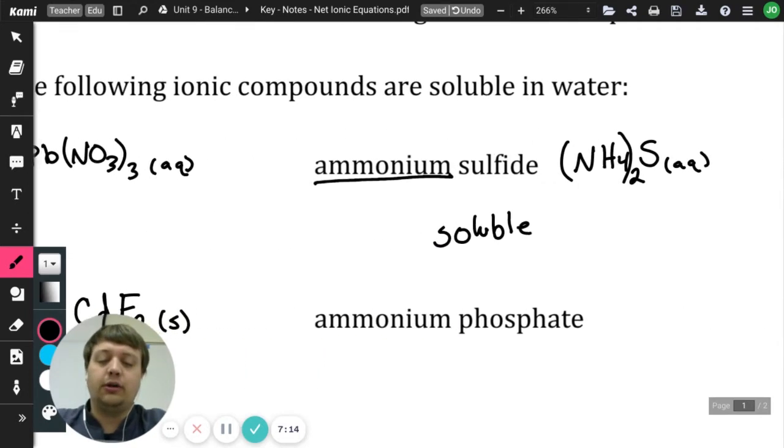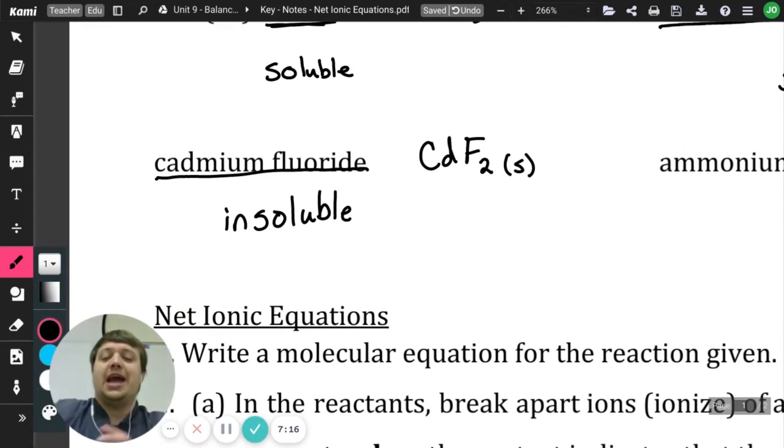I also had y'all work this one over here on the left, which was cadmium fluoride. So what I found was that cadmium fluoride was insoluble. Now, why is it insoluble? Well, it's because it didn't meet any of my rules, right? There's not anything from group 1 or ammonium. There's not a nitrate, chlorate, perchlorate, or acetate. There is not a chloride, bromide, or iodide. There is not a sulfate. And since none of those rules apply, we have to assume that it's insoluble.